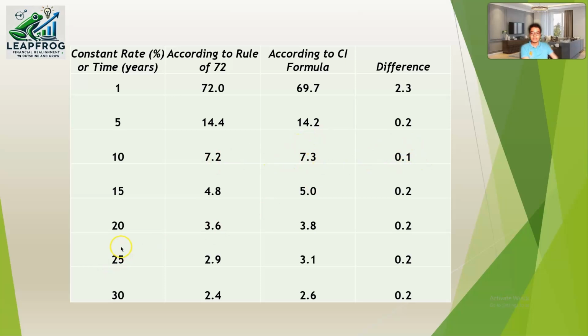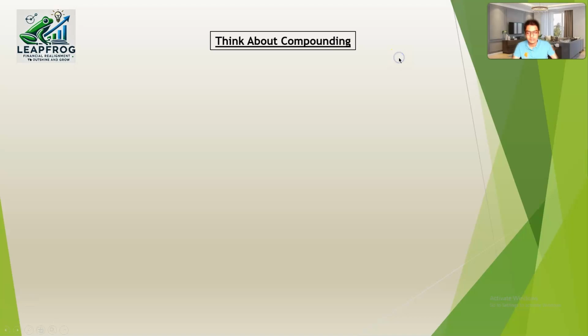Now let us consider the time given as 25 years. This means that the rate percentage is 2.9% according to the rule of 72 and the rate percent is 3.1% according to the compound interest formula. Even here, the difference is very minimal and hence this formula of the rule of 72 can be used easily for all these cases. Here's a little something that I wanted to share with you all.